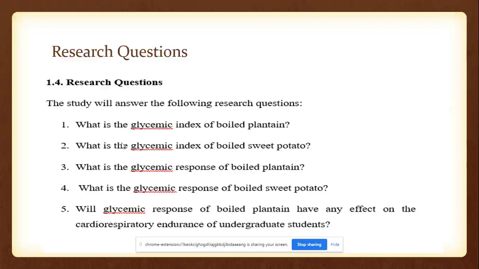Here they say, what is the glycemic index of boiled plantain? You know, in the objective of the study, you said to determine the glycemic index of boiled plantain. So now, if you want to write the research question, you've turned all those objectives that you have listed into questions. That is what gives you your research questions. I guess that is clear.